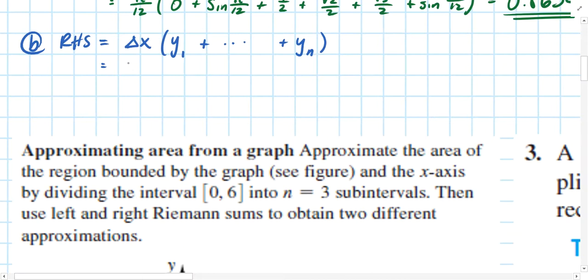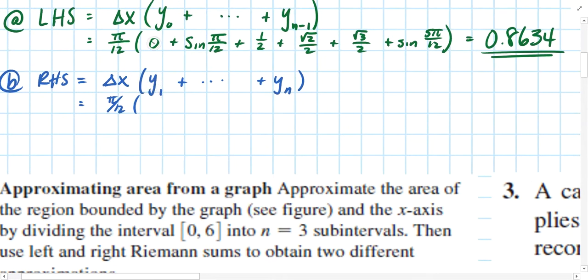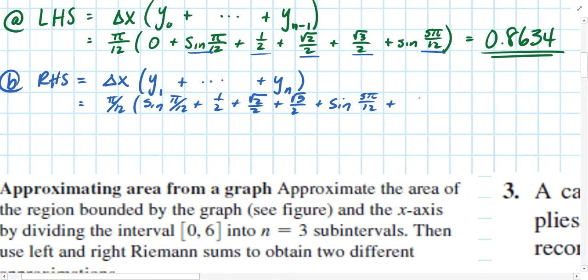The delta x, the width of each rectangle, is again pi over 12, but this time we're starting not at the initial y value, but the second y value labeled as y1, and that was this guy here. So we're going to reuse sine of pi over 12, and then a half, then radical 2 over 2, radical 3 over 2, then the y result for sine of 5 pi over 12. So we're essentially reusing these data points again, but lastly we end up with the very final y value, which was 1.